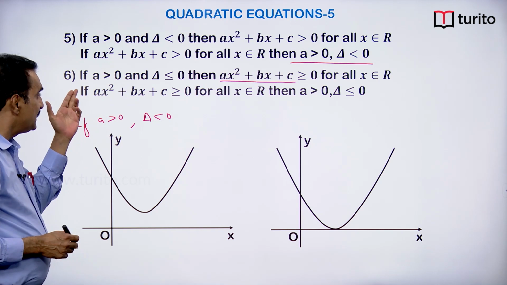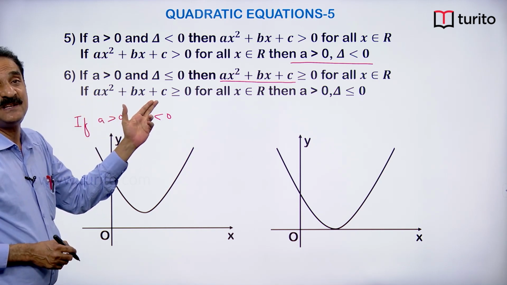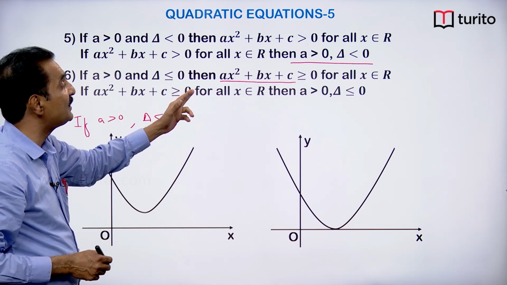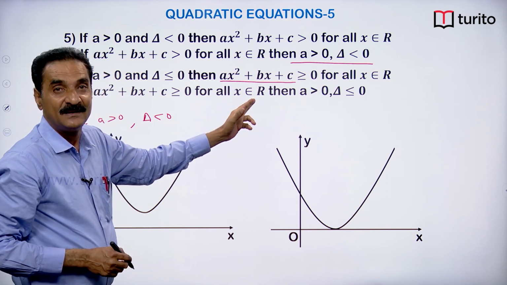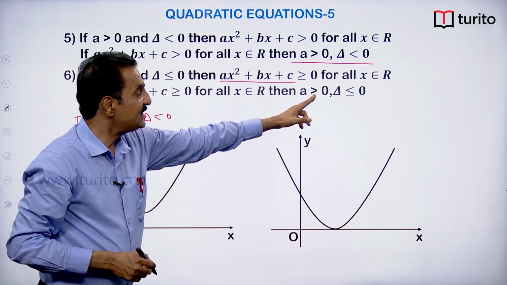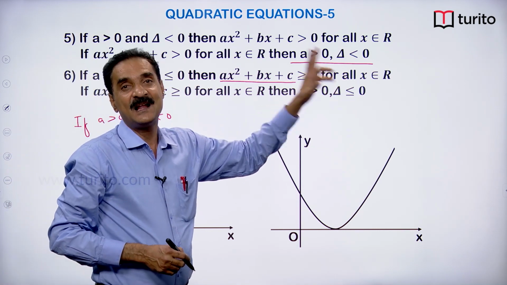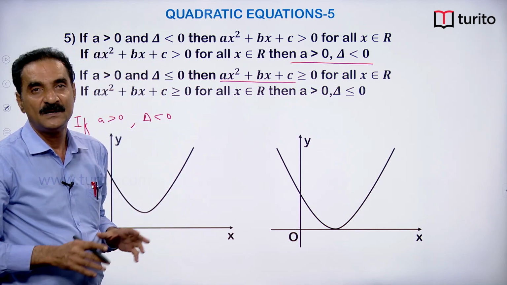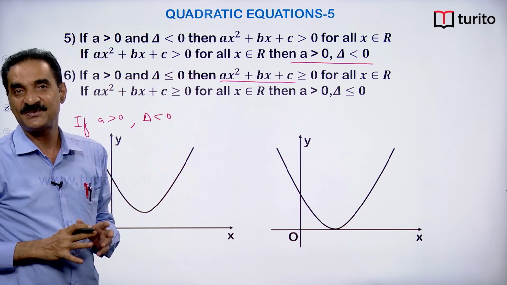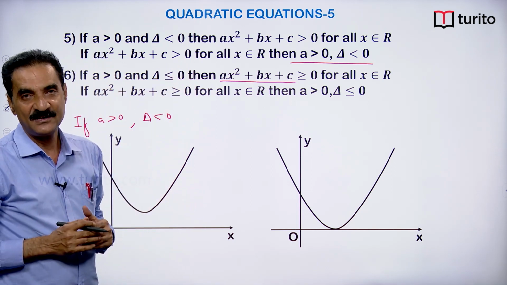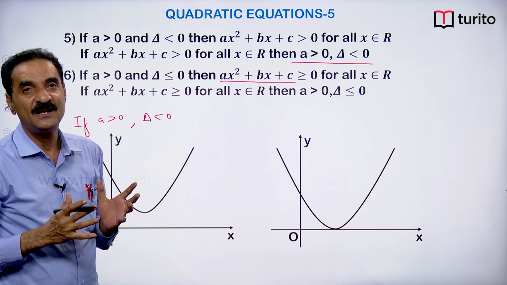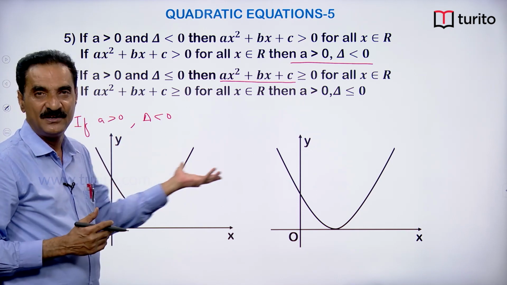Converse: if ax square plus bx plus c is greater than or equal to 0 for all x belongs to R, then a must be greater than 0 and delta must be less than or equal to 0. So you have to remember these points: when a is greater than 0, the sign of the quadratic expression is always positive in these two cases.